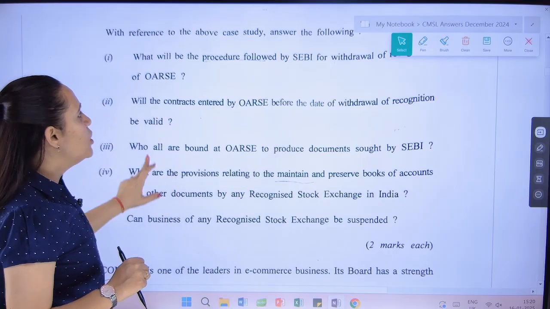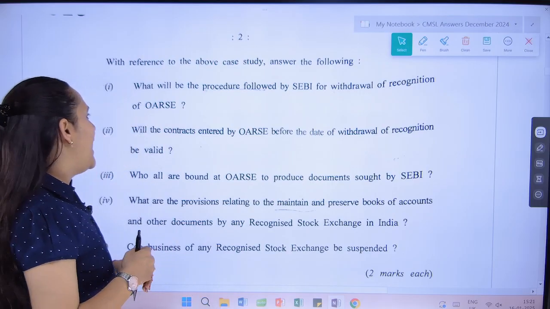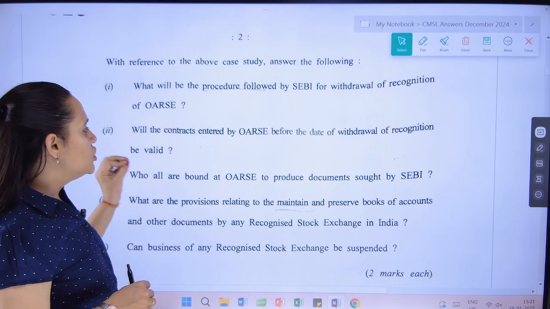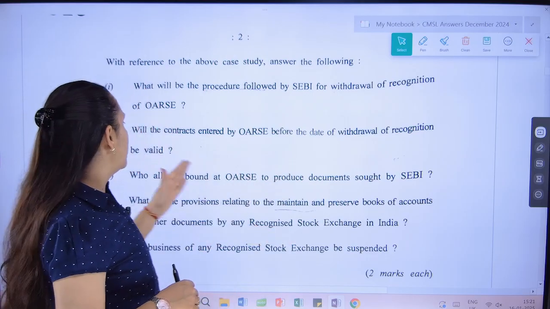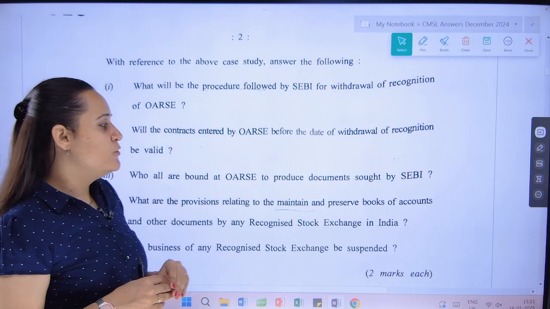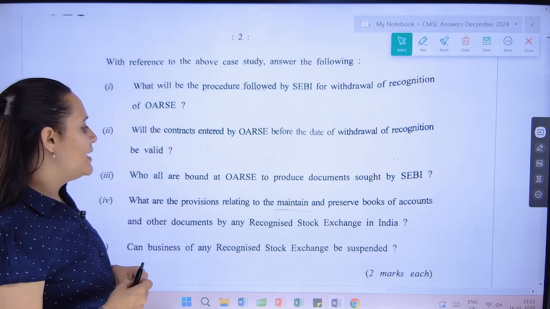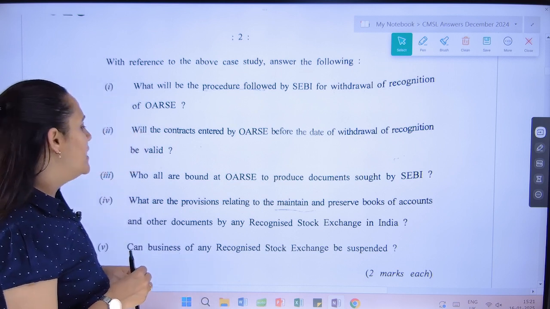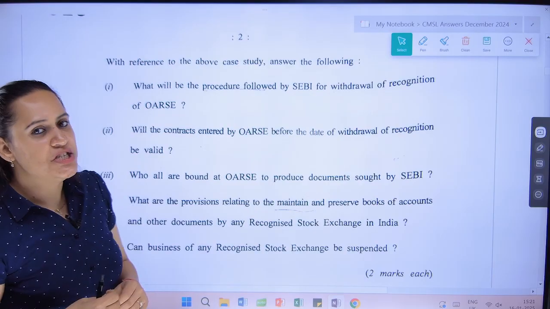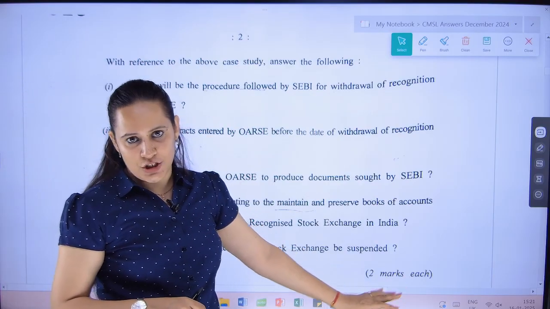First sub question is, what will be the procedure followed by SEBI for withdrawal of a recognition of the stock exchange? Will the contracts entered by the stock exchange before the date of withdrawal of recognition be valid? Who are bound at the stock exchange to produce documents sought by SEBI? What are the provisions relating to the maintenance and preservation of books of accounts at the recognized stock exchange? And can the business of a recognized stock exchange be suspended? And each one of these 5 questions carry 2 marks each.